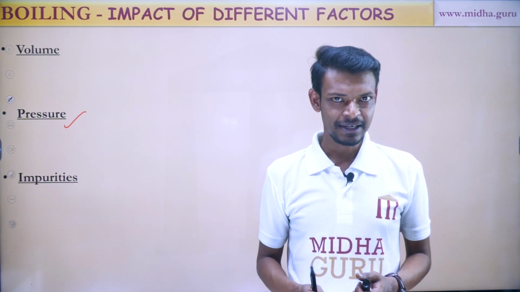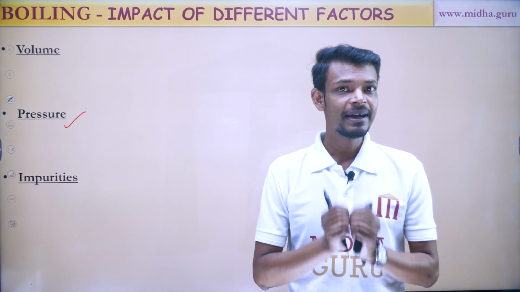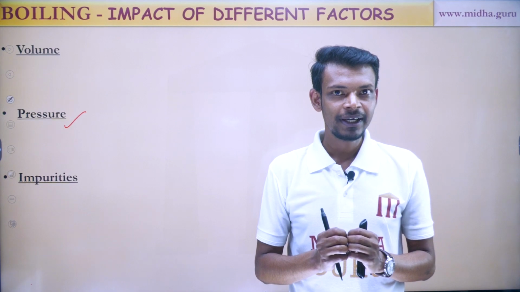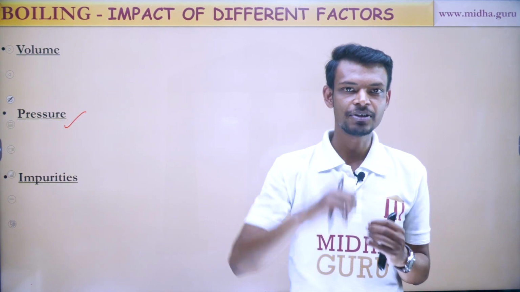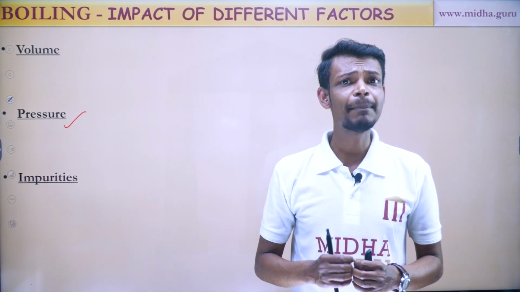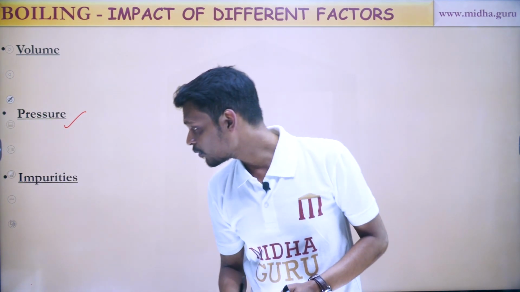So can you please tell me in the comment section, what will happen if I want to boil water at Mount Everest, let us say, for example, at a height of 5,000 meters from sea level? What will happen to the boiling point of water? Please do mention it in the comment section. Now let us move forward.